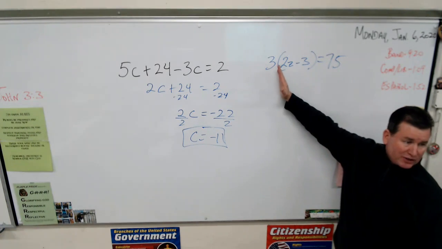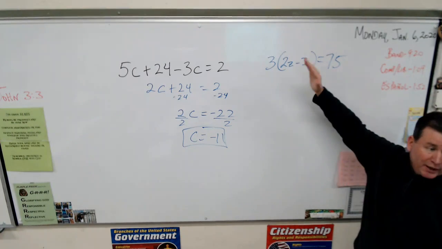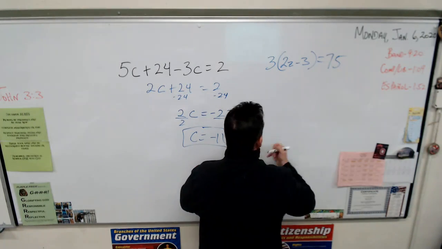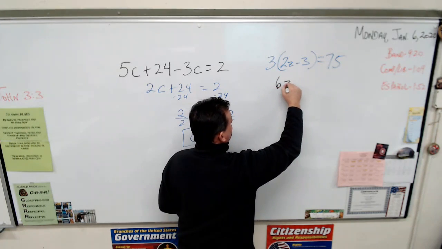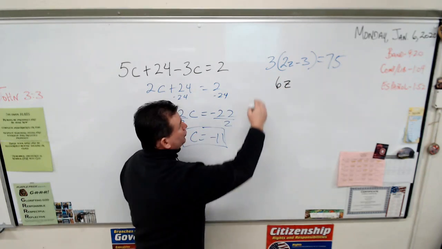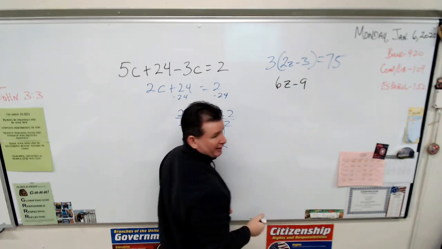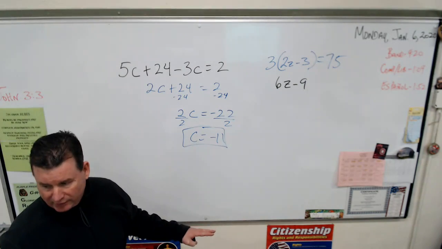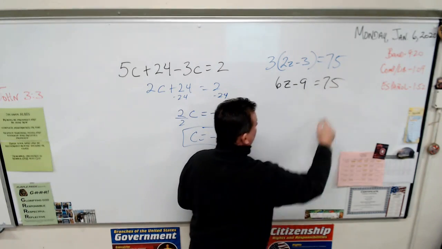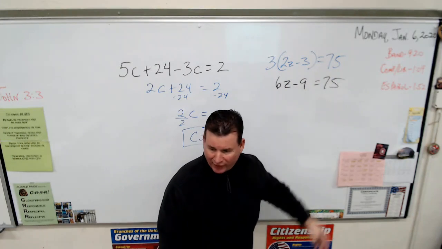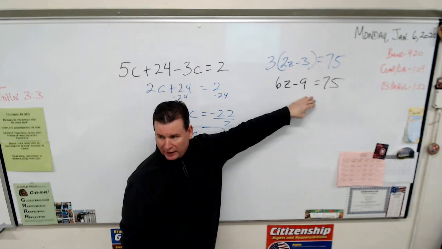Because it's written right outside the parentheses, that means I'm going to multiply it by this term and then by that term. So 3 times 2z is 6z. 3 times negative 3 is negative 9. Parentheses are gone. Equals 75. No, I'm not doing 3 times 75. That's not in the parentheses. So this is my new line.